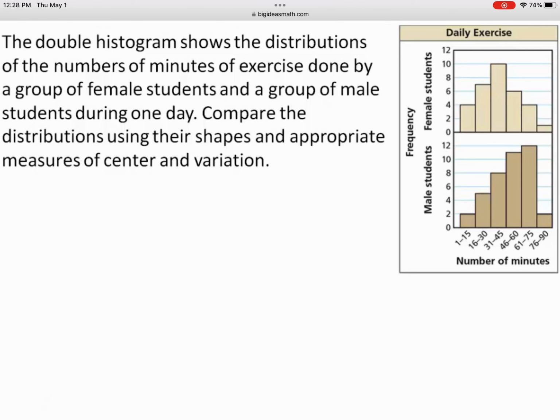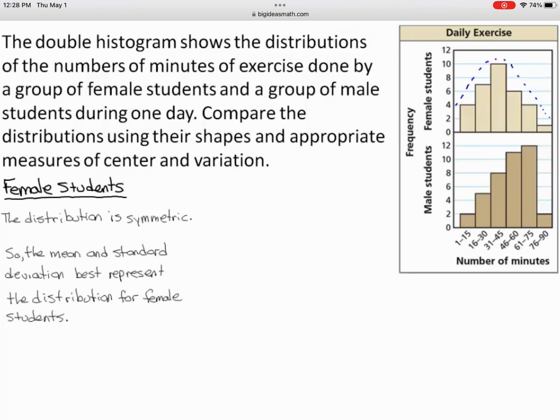First, consider the group of female students. Notice that the data on the right of the distribution are approximately a mirror image of the data on the left of the distribution, so the distribution is symmetric. So the mean and standard deviation best represent the distribution for female students.